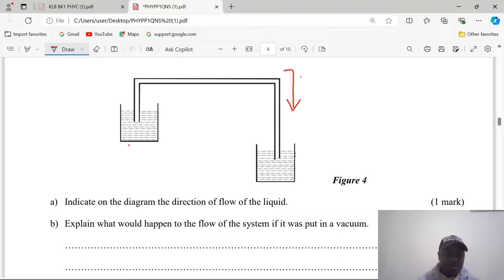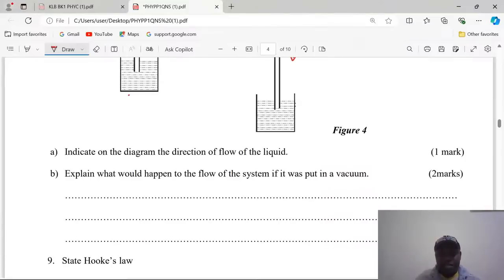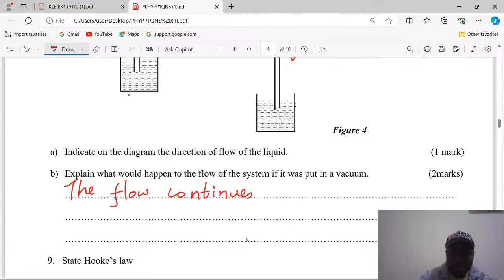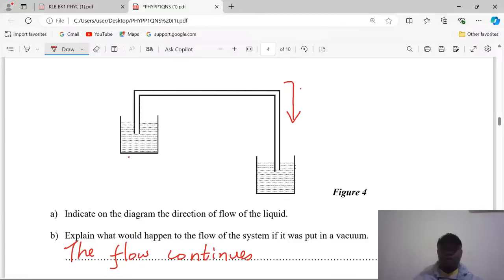We are also asked to explain what would happen to the flow of the system if it was put in a vacuum. And I will say confidently that the flow continues. As long as you follow the same procedure of ensuring that before you insert in the container, the tube is filled with the liquid, then the flow shall continue. There is a very good explanation of this in KLB Form 1 physics.